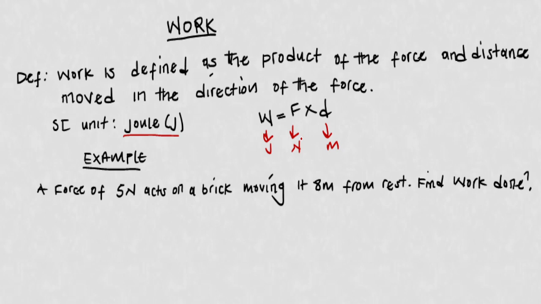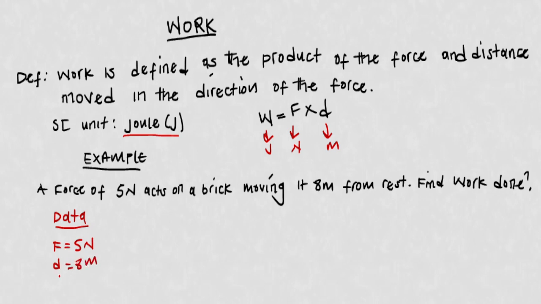Now let's look at one question where we can make a calculation on work. A force of 5 newtons acts on a brick, moving it 8 meters from rest. Find work done. Now I'm going to write the data here. The data is what we've been given. We've been given a force of 5 newtons. What else have we been given? A distance of 8 meters.